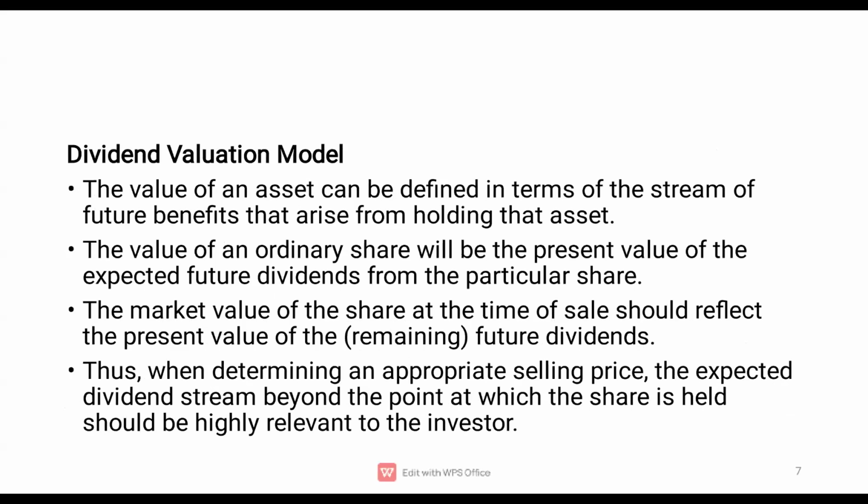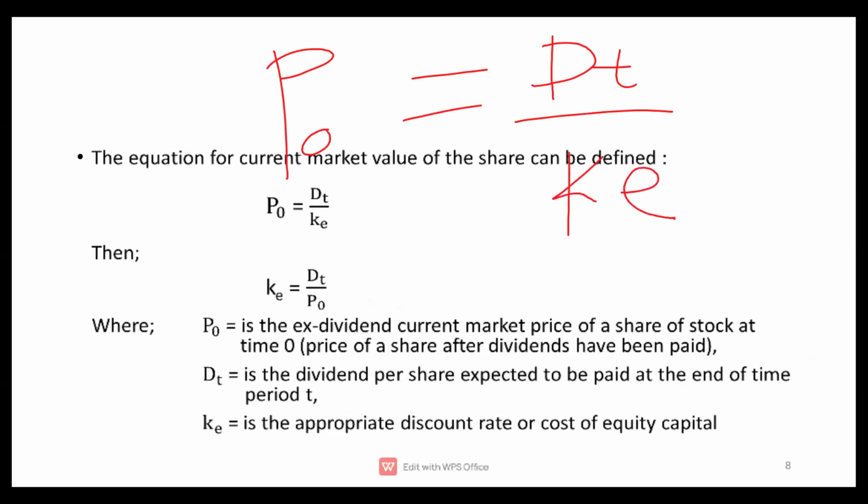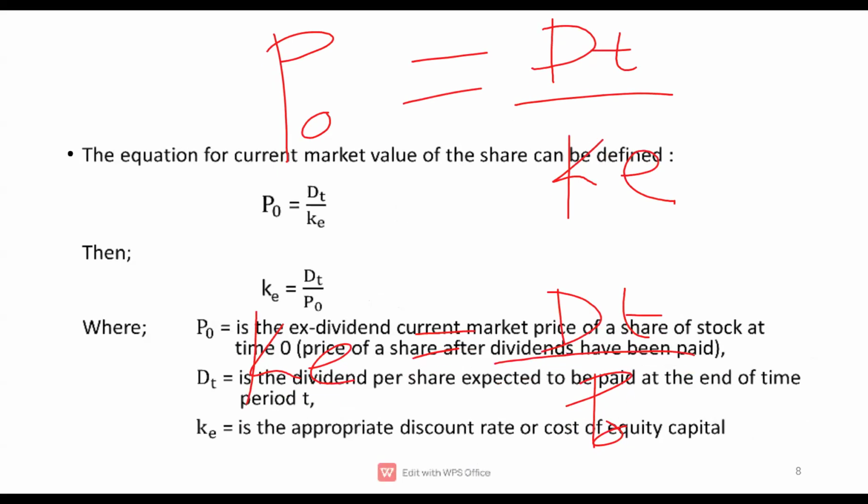We now have the dividend valuation model. Now, the dividend valuation model is given by this formula. It says price of equity, or price of shares, that's the market value. The market price of a share is equal to the dividend per share at point T divided by the cost of equity. If you are to manipulate the equation, you can have cost of equity that should be equal to the dividend per share divided by the market price of a share. So this is the formula that we use.